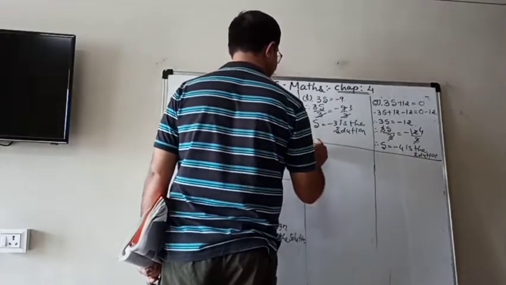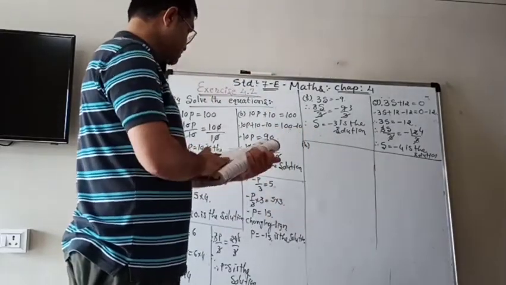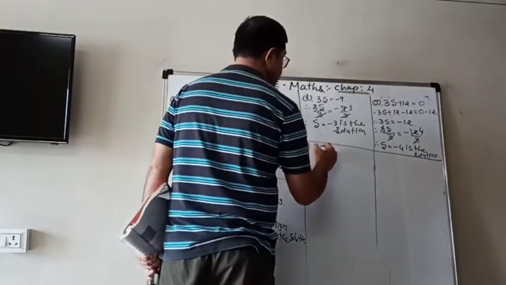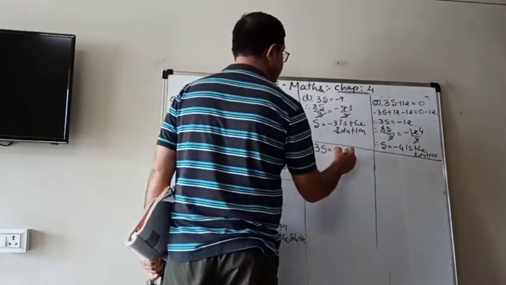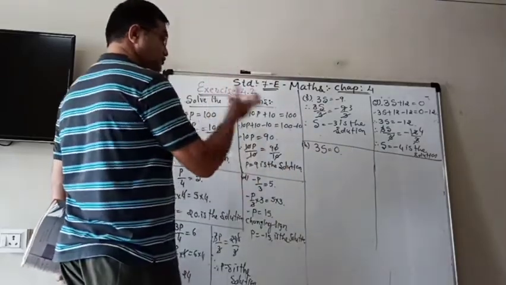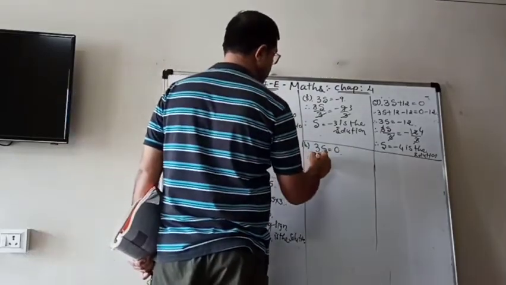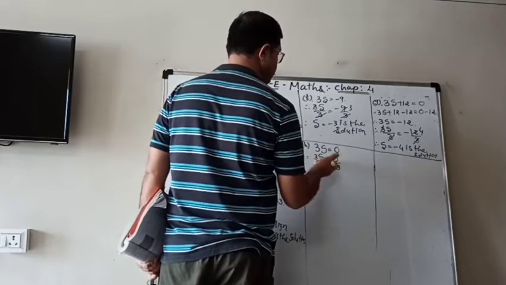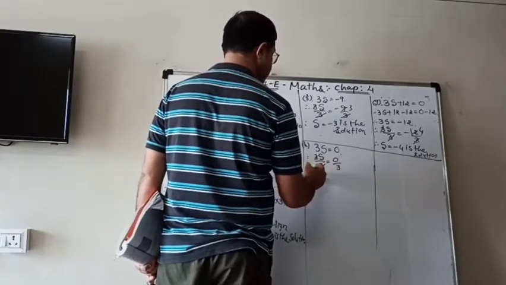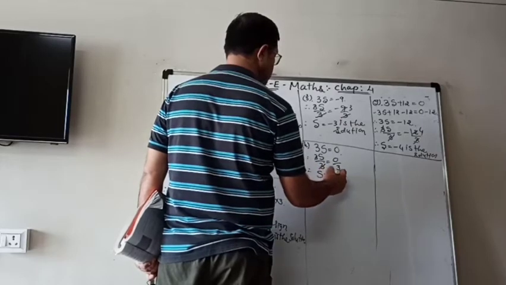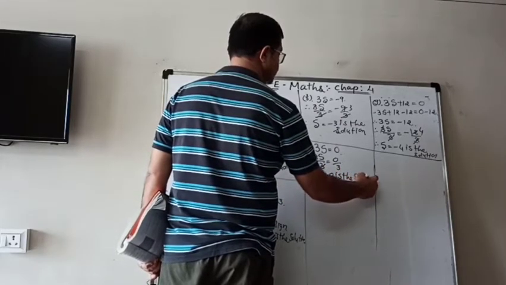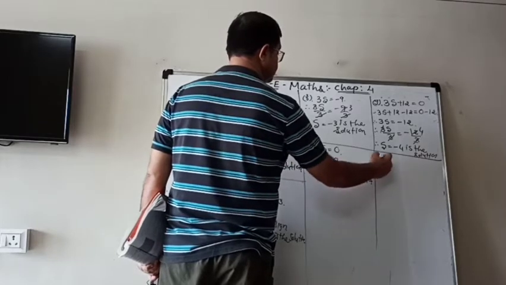H. In H there is very simple. 3s is equal to 0. So dividing by 3, so 3s upon 3, 0 upon 3, but 0 upon 3 is 0. 3 is cancelled. So s is equal to 0 is the solution. Very simple.